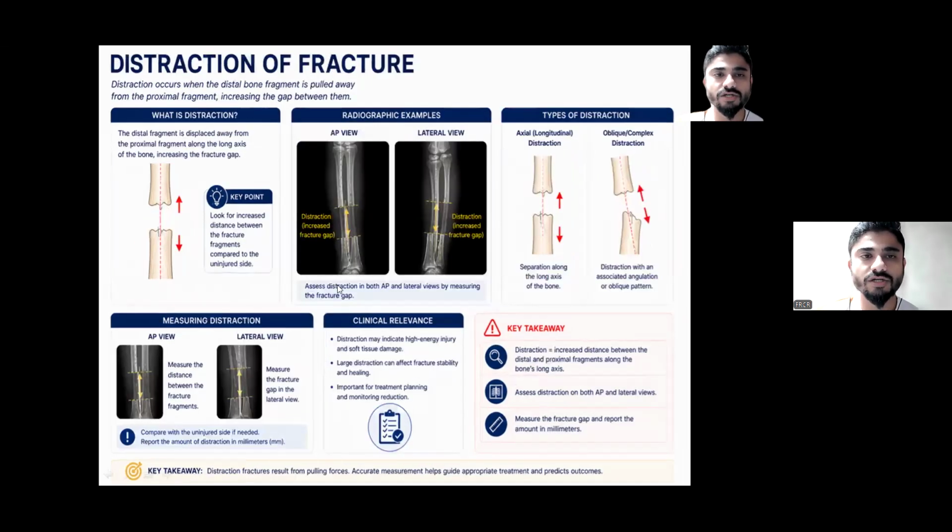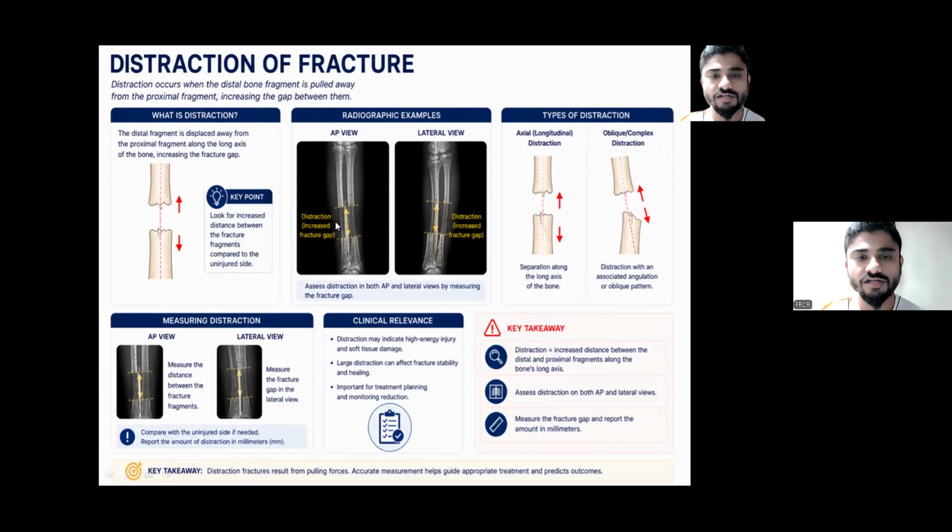Now coming to the distraction. As the name suggests, if the fracture is over here, this is called a distraction injury. There is displacement of both the ends of the bone away from each other. That is known as a distraction fracture. A distraction fracture occurs when the distal bony fragment is pulled away from the proximal fragment, increasing the gap between them. So this is how the distraction fracture will appear on schematic representation.